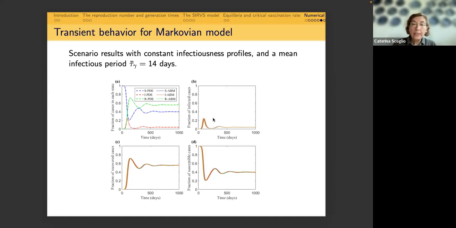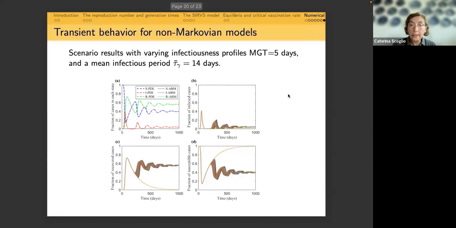And then we see in terms of the fraction of infected cases that we have this behavior with a primary peak and a secondary much smaller peak, but not a lot of distribution. So all the curves are more or less very, very similar in the case of the Markovian model. So we are looking at the Markovian. If we go to the non-Markovian, the result is different.